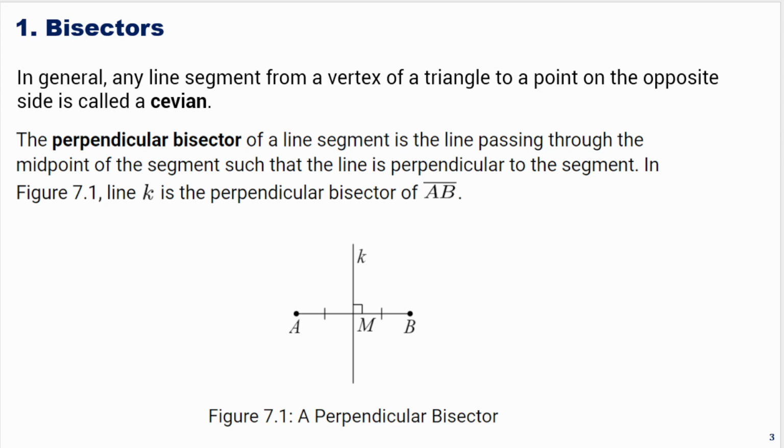The perpendicular bisector of a line segment is a line passing through the midpoint of the segment such that the line is perpendicular to the segment. For example, in this figure here, line K is a perpendicular bisector of AB because first of all, K is perpendicular to AB at point M, and we also have AM equals BM. Okay, clear? This is called perpendicular bisector.